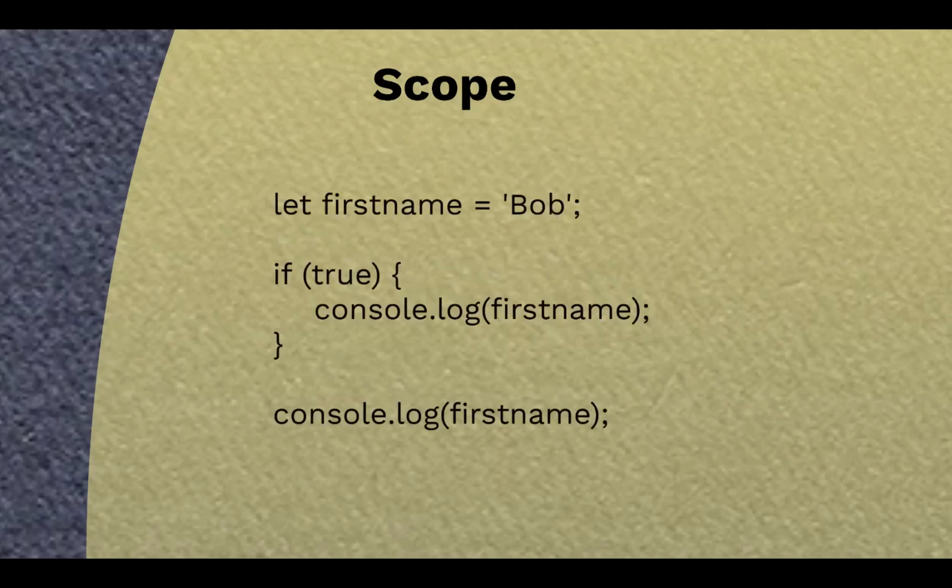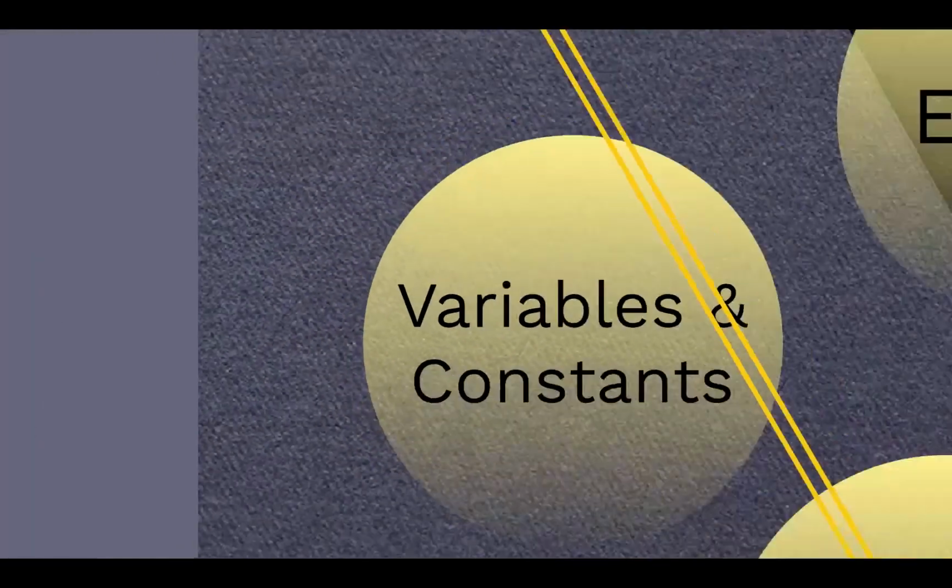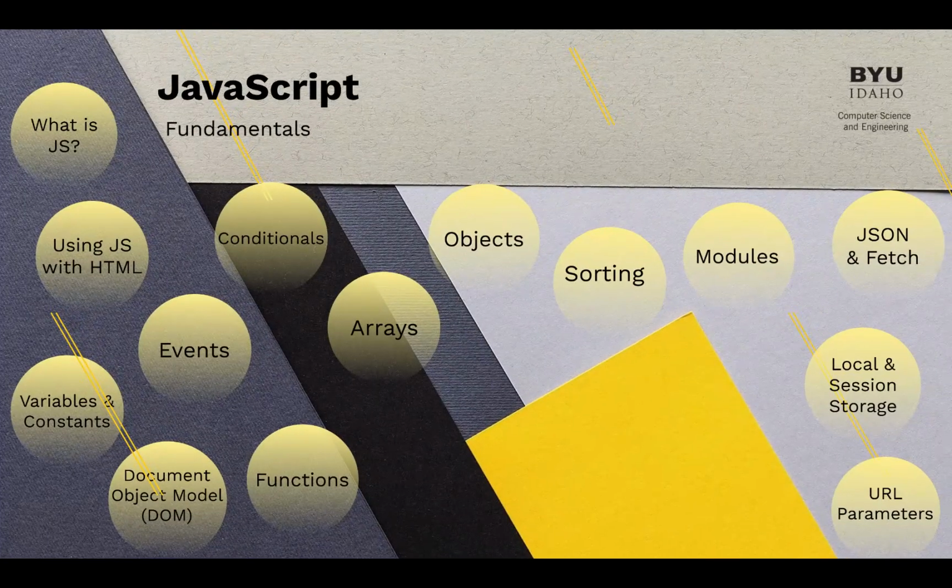If we move the declaration of the variable to the outside of the if condition, then it is now global and can be recognized inside and outside of the if statement. And therefore, we would see the console log Bob. So there we have an introduction to variables and constants, named spaces in memory used to store data or values that we will use in code.